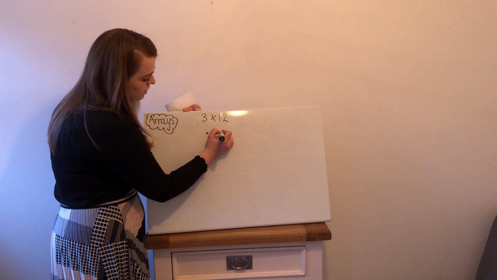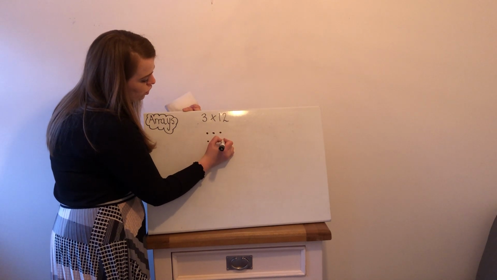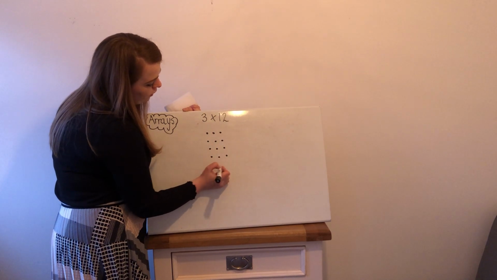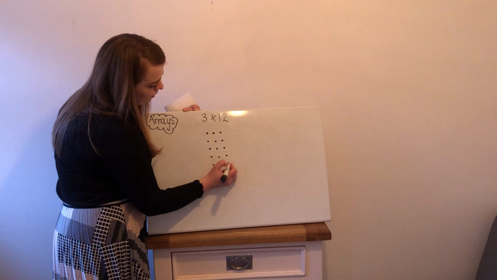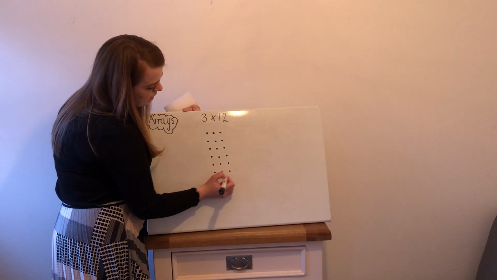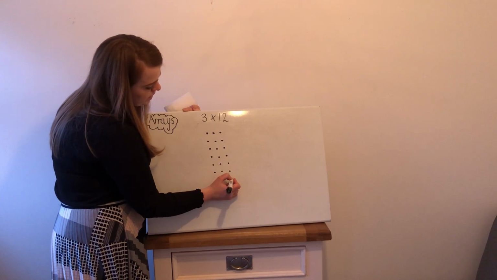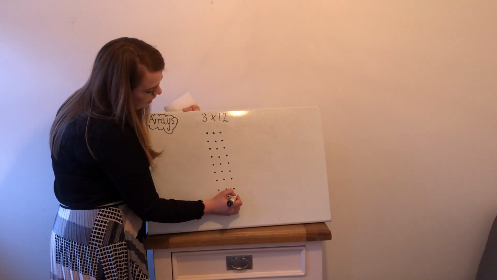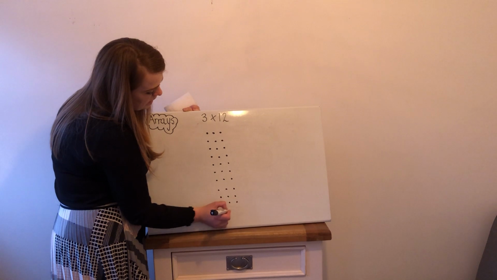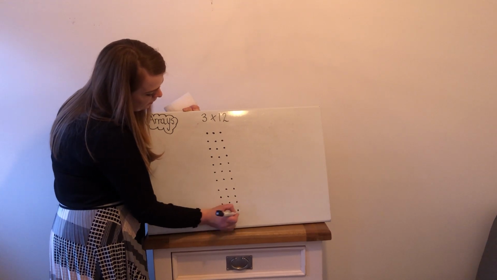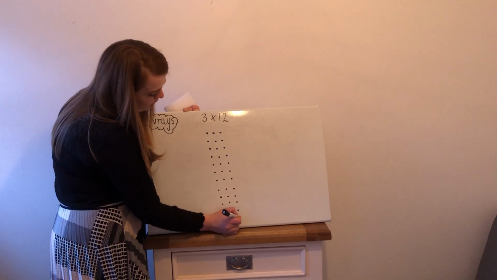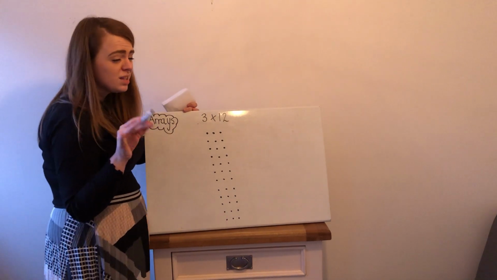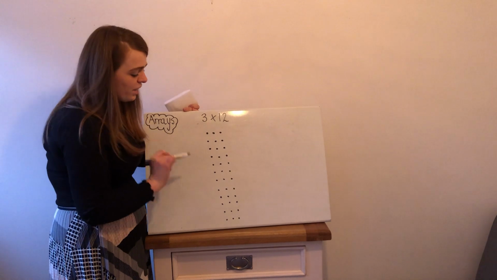So there's 2 rows, 3, 4, 5, 6, 7, 8, 9, 10, 11, 12. Wow, that is a lot of rows. Now, boys and girls, I almost don't need to count every row, and I'll tell you why.